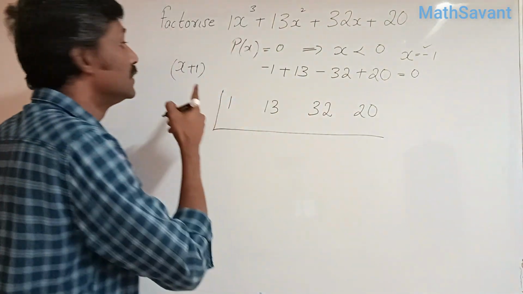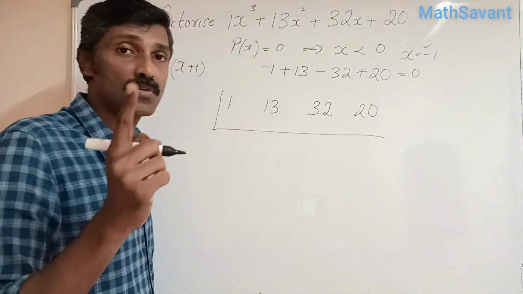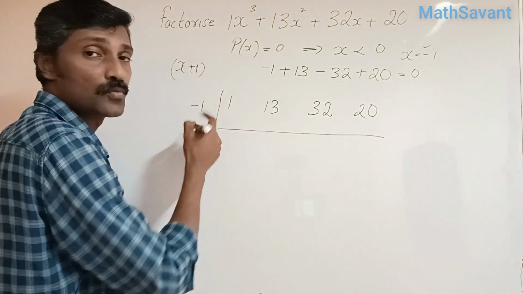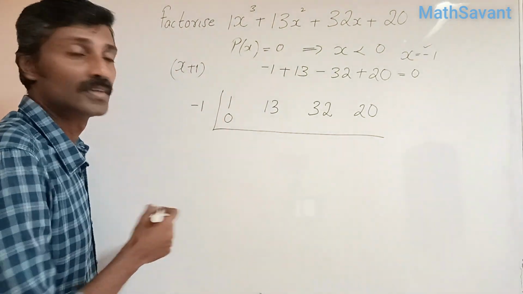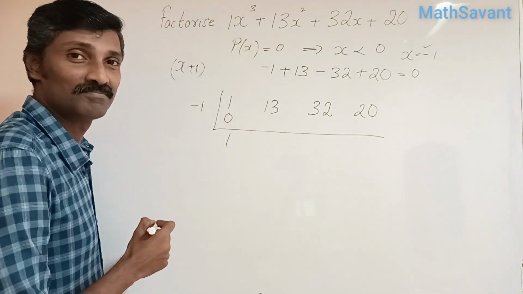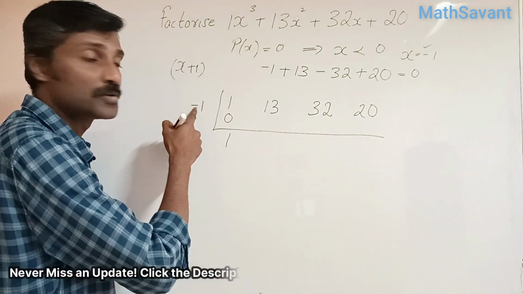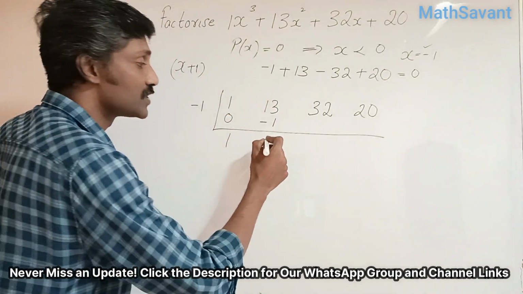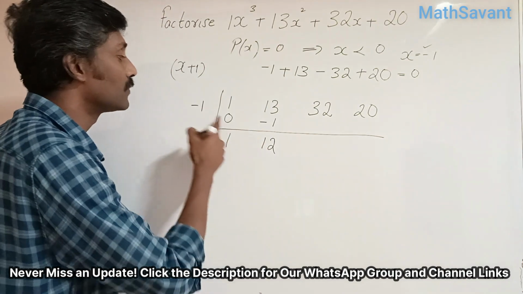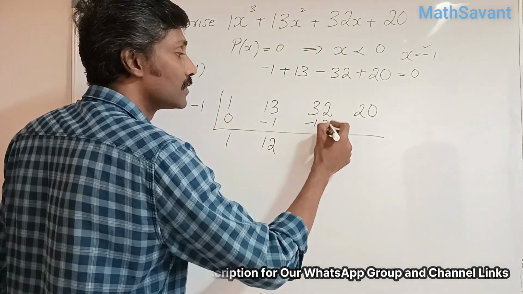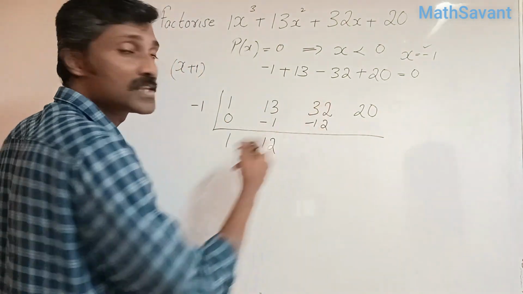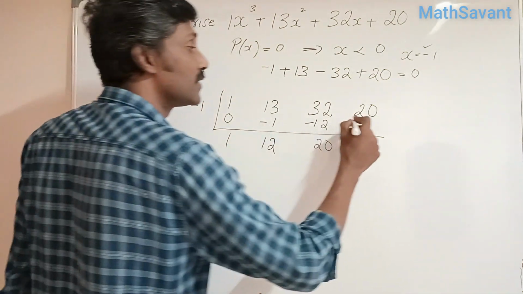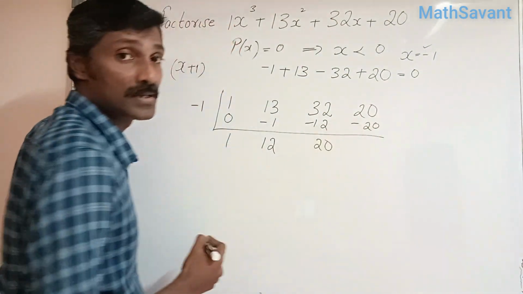How do we do that? We understood that x equal to minus 1 is one of the roots, right? So let's write minus 1 here. Now below this 1, you put 0. You add these two, 1 plus 0 is 1. Now you multiply these two, 1 into minus 1 is minus 1, you write it here below 13. Add these two, 13 minus 1 is 12. Again you multiply the 12 and the minus 1, you get minus 12. Add these two, 32 minus 12 is 20. Again you multiply 20 and minus 1, you get minus 20. Write it here. Add these two, you get 0.